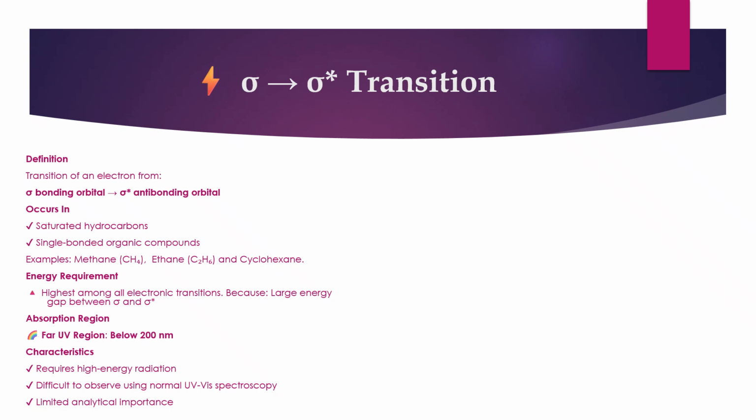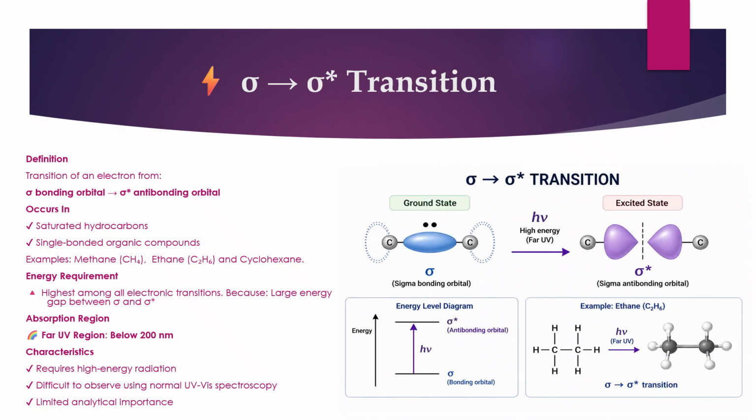Let us first look at the sigma to sigma star transition. As shown in this image, the electron initially exists in the sigma bonding orbital, which is a very stable, low energy orbital. When the molecule absorbs high energy UV radiation, the electron gets excited and moves to the sigma antibonding orbital, shown at the higher energy level. This upward movement represents the sigma to sigma star transition.